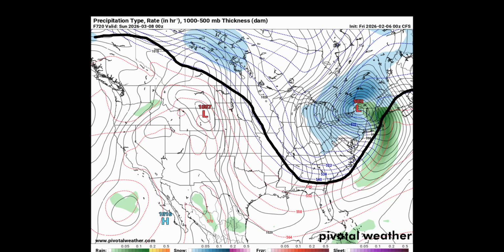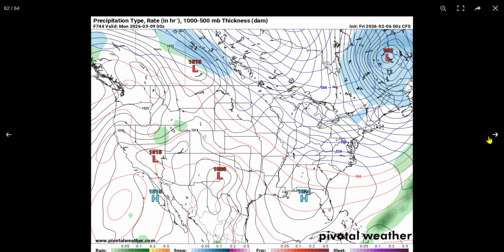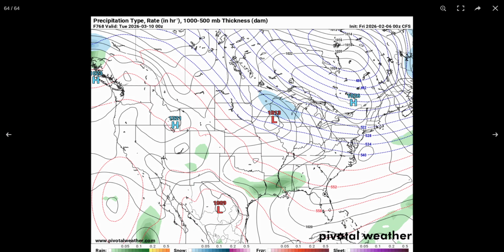However, this is really far out. So I just want to say that runs this far out are definitely going to have inaccuracies in them. Almost 100% of the time. These runs may not even end up playing out, but almost 100% of the time, these are very inaccurate.